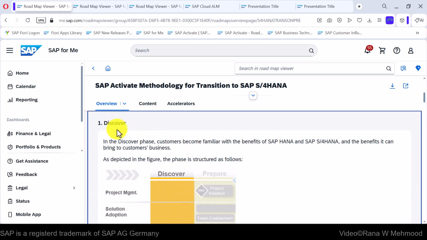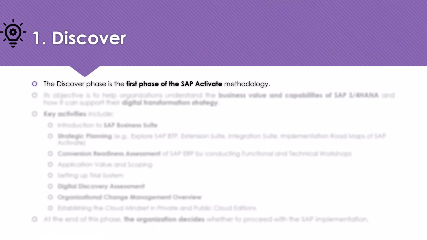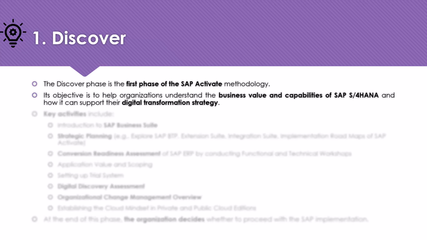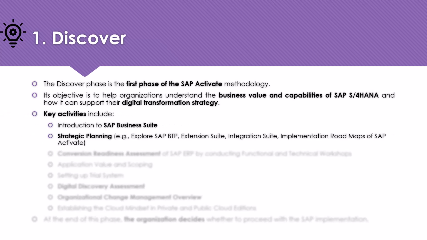So the first SAP Activate phase is Discover. The Discover phase is the first phase of the SAP Activate methodology. Its objective is to help organizations understand the business value and capabilities of SAP S/4HANA and how it can support their digital transformation strategy. Key activities include introduction to SAP Business Suite, strategic planning, for example, explore SAP BTP Extension Suite, Integration Suite, implementation roadmaps of SAP Activate, which we are currently doing.